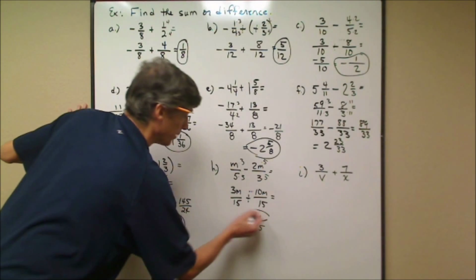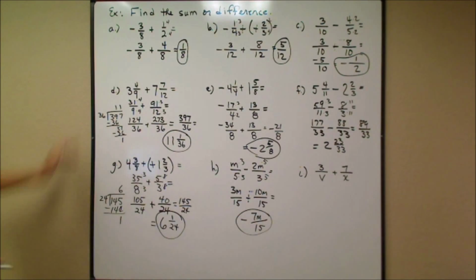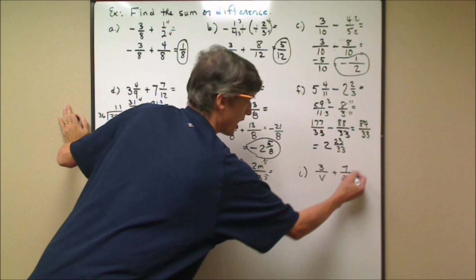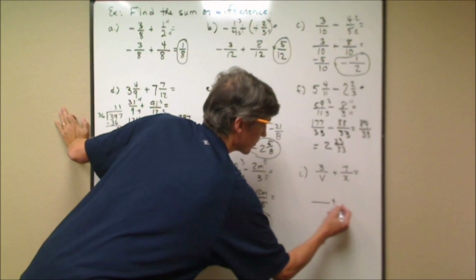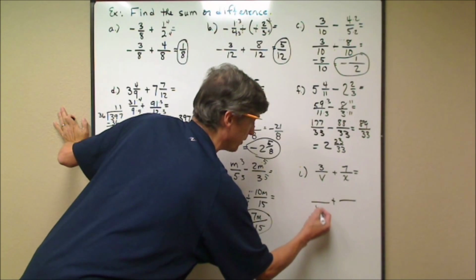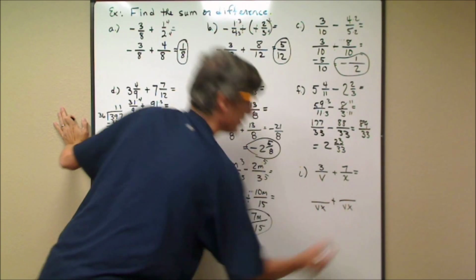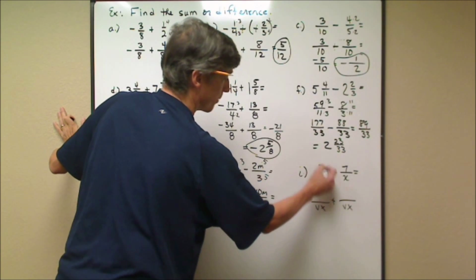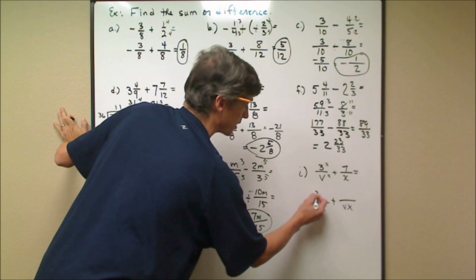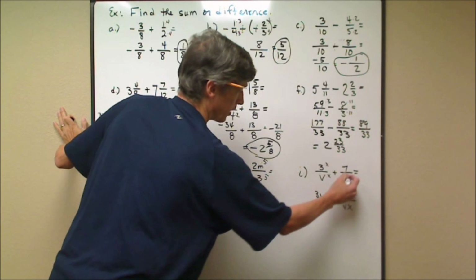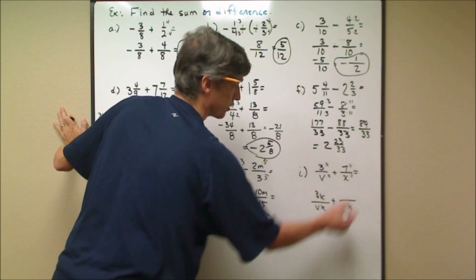Now the last one is probably as messy as they're going to get because my denominators are variables, and they're different variables. So since they have nothing in common, the least common denominator will be the product of the 2. So it's going to be Vx. So what times V gives me Vx? Well, I'd have to multiply it by x. So I've got to multiply the top by x. That's 3x. And what times x gives me Vx? Well, I'd have to multiply it by V.